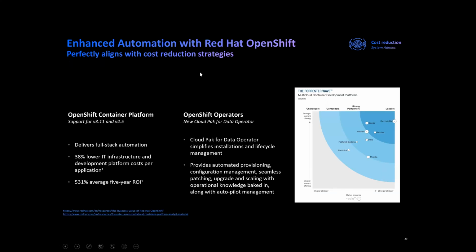Enhance automation with Red Hat OpenShift. So again, if you look at the Forrester Wave, Red Hat is the leader when it comes to OpenShift, which is a multi-cloud container development platform, if you want the full-blown kind of category. As you know, Red Hat was purchased by IBM, so there's obviously tight integration. It's technically the same company under the covers, even though they kind of run themselves individually.